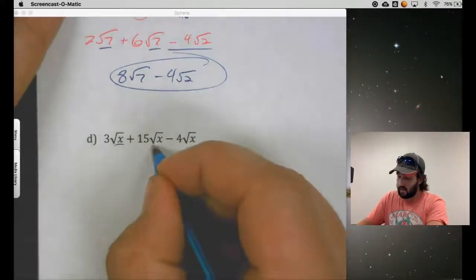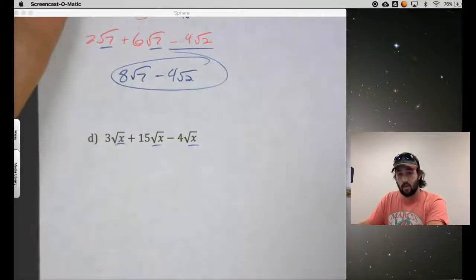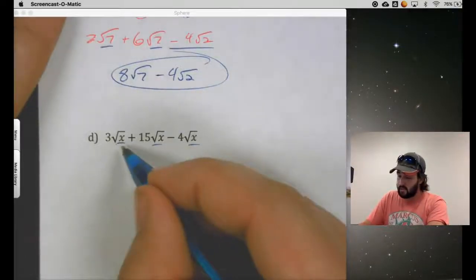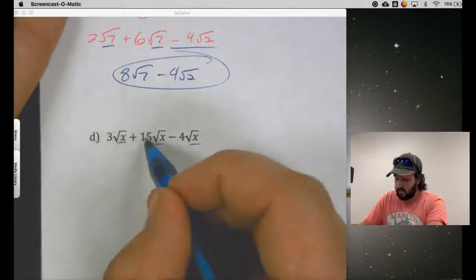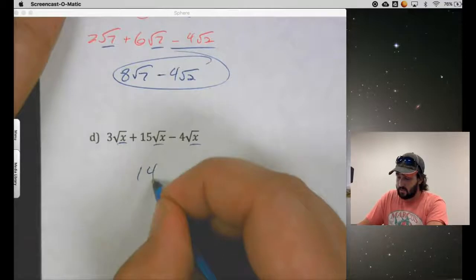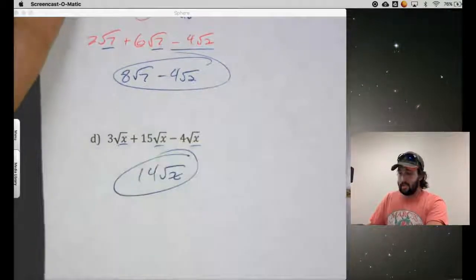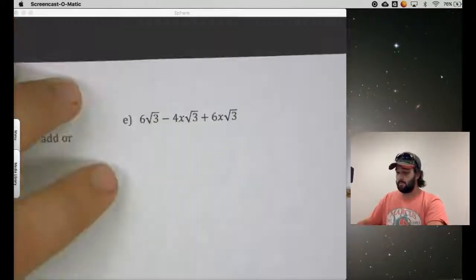As long as they have the same exact square root, I can combine them. So I have 3 root x's plus 15 root x's minus 4 root x's, which are all the same. So 3 plus 15 is 18, minus 4 is 14 root x. And that's it.